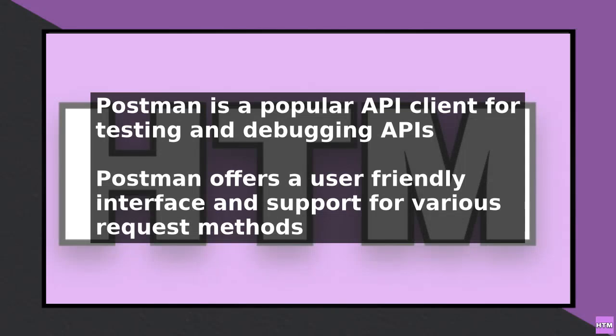When it comes to API testing and documentation, two popular tools are Postman and Swagger, also known as OpenAPI. Both tools have their own strengths and weaknesses, and the choice between them depends on your specific needs and goals. Postman is a popular API client that allows you to send and receive API requests, making it a great tool for testing and debugging APIs.